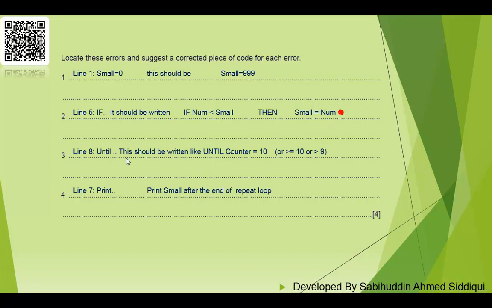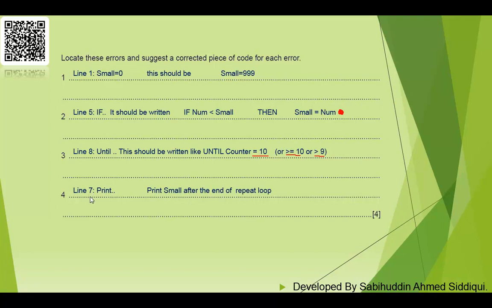Now line number 8, until this should be ended with the proper condition, until counter equals to 10, or greater than or equals to 10, or greater than 9, because you are fixing it whenever it comes to 10. If in a greater than condition, it will stop, or if it is greater than or equals to 10, first it will equal 10 and then it will become greater when the counter runs the next time. And until counter equals to 10 means when it equals 10 it will terminate.